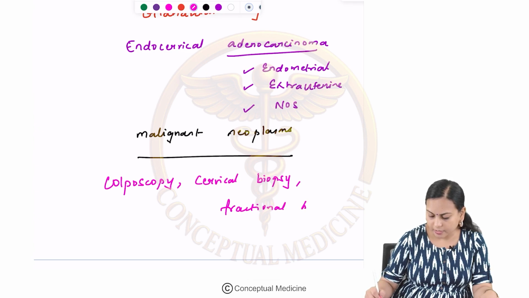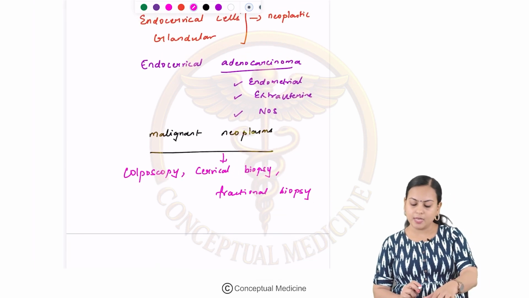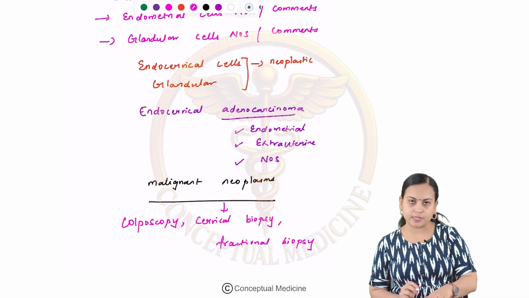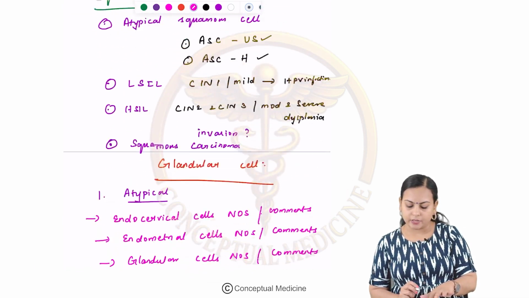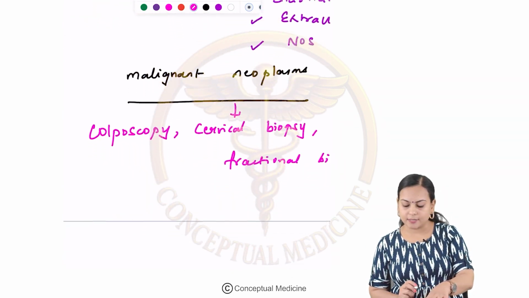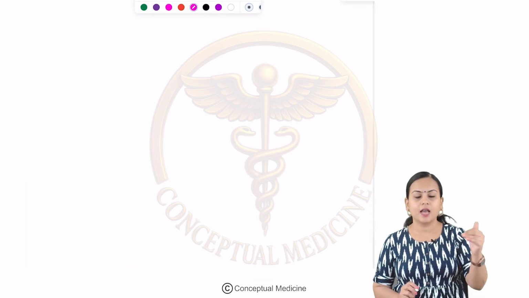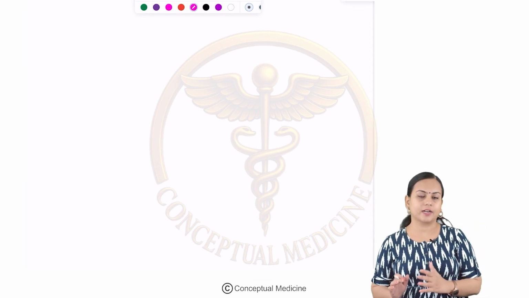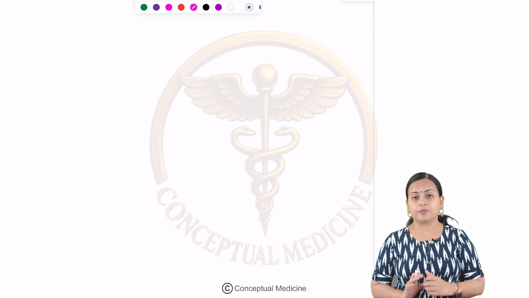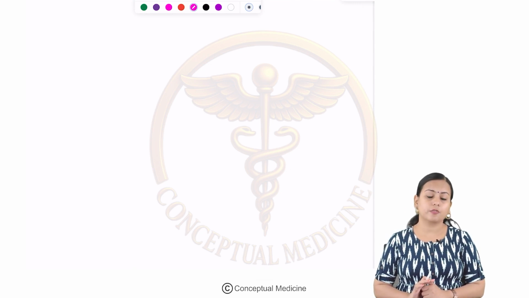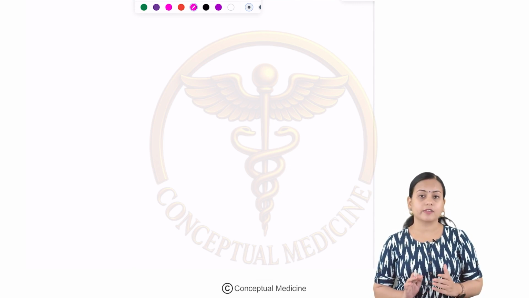Anything will be done. If any abnormality is seen, it will be proceeded with colposcopy, cervical biopsy, or a fractional biopsy. Right, so this is all about the Bethesda system. We have seen what a pap smear is, how it will be taken, and what the reporting system will convey to you. It is a detailed report, the Bethesda report for cervical cytology, that came out recently.